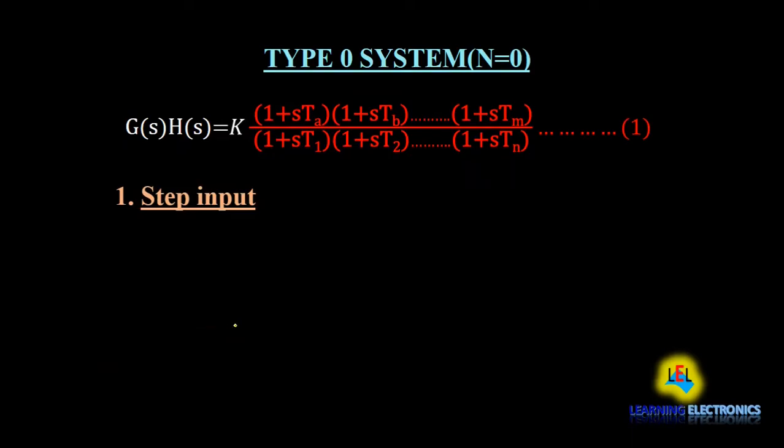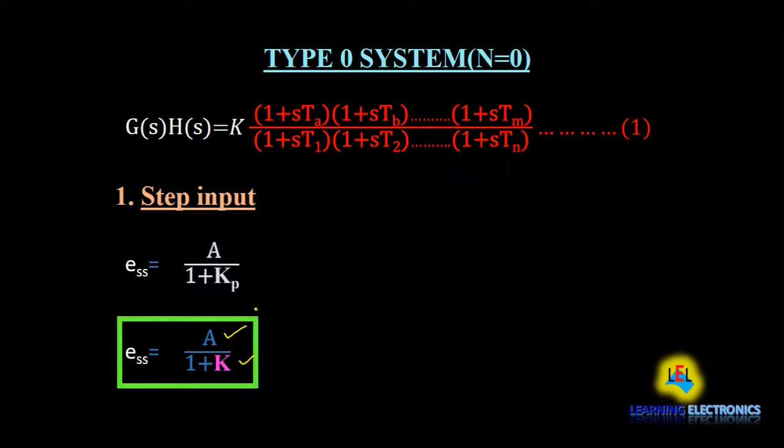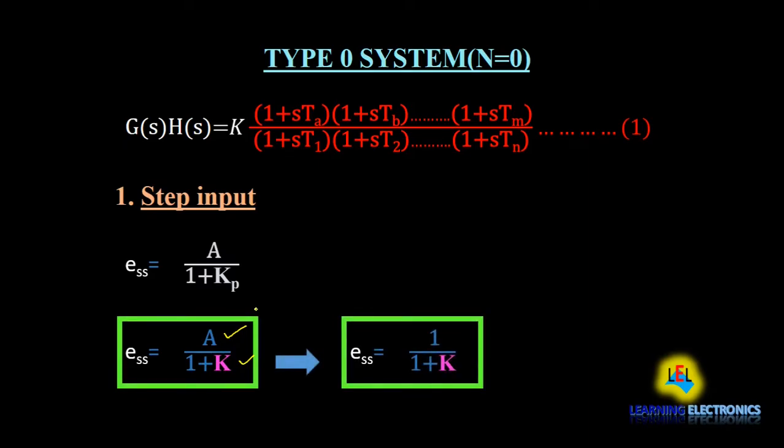And in the last class, we have already derived this equation of steady state error for step input, which is equal to A upon 1 plus Kp. When we put the value of Kp here, we'll get steady state error is equal to A divided by 1 plus K. So from this equation, we can see that the steady state error in the type 0 system depends on the magnitude of the signal A and forward path gain K when the step input is applied. And when the input signal is unit step signal, then the magnitude A will be equal to 1, then steady state error e_ss will be equal to 1 upon 1 plus K.